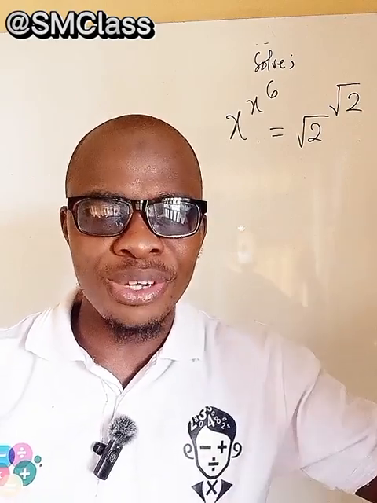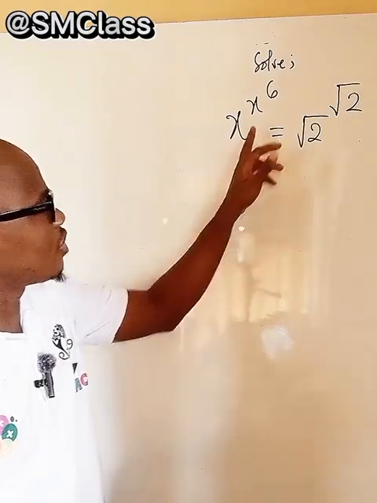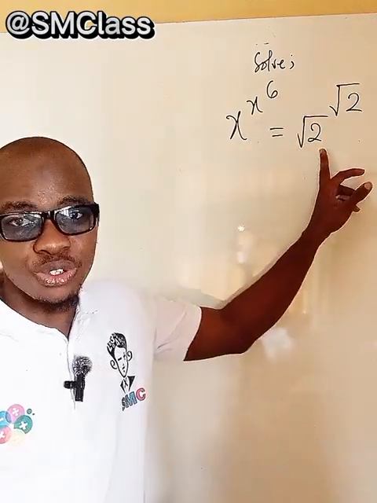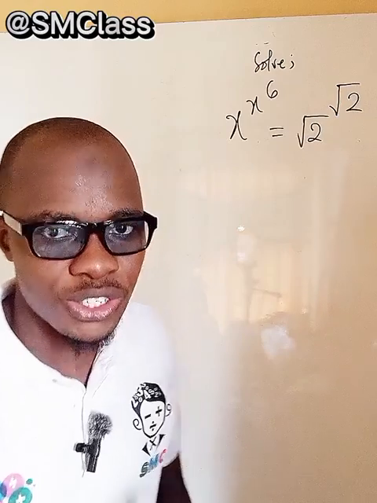If you cannot solve it, can we solve this together? Let's see how we can solve this together. x to the power of x to the power of 6 equals root 2 to the power of root 2. How are we going to solve this? Let's see how we can solve this together.